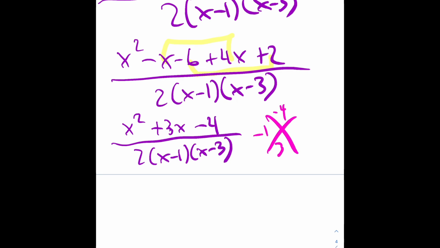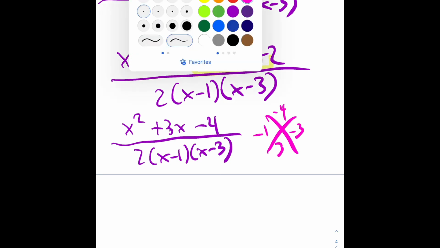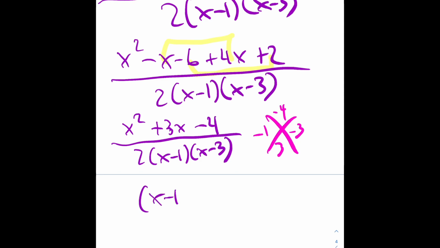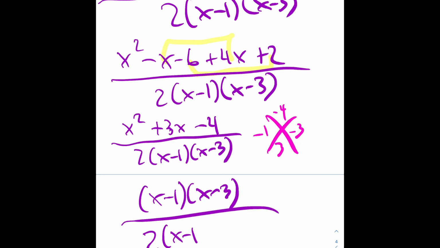Do I factor the top? What multiplies to get negative 4 and adds to get 3? Negative 1, negative 3. So I'm left with x minus 1, x minus 3, all over 2, x minus... let me see here. x plus 3, plus 3 minus 4. So I have to say that this is x minus 1, x plus 4.